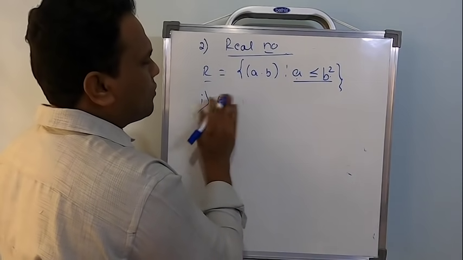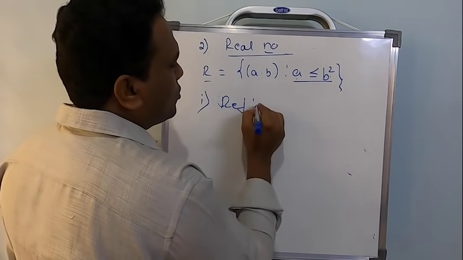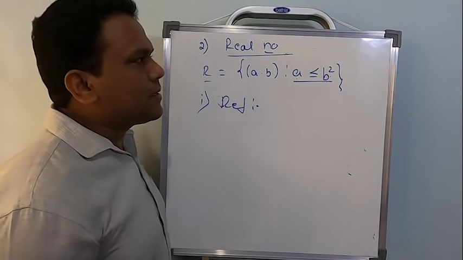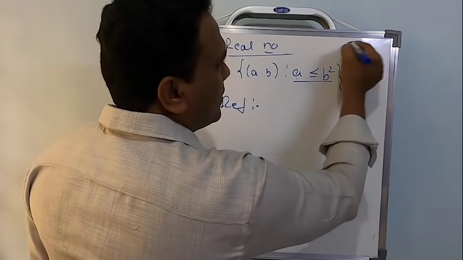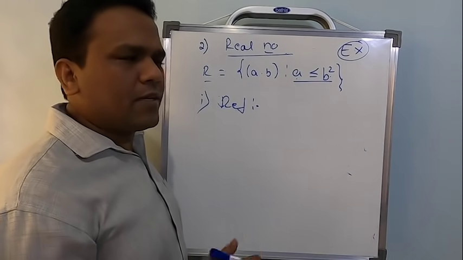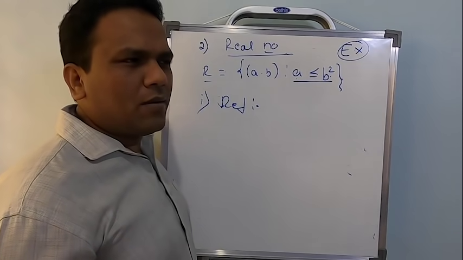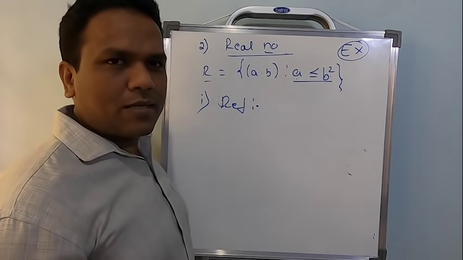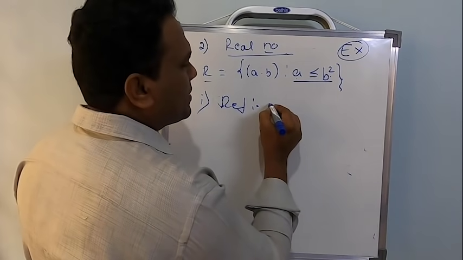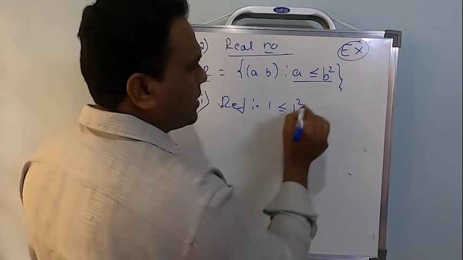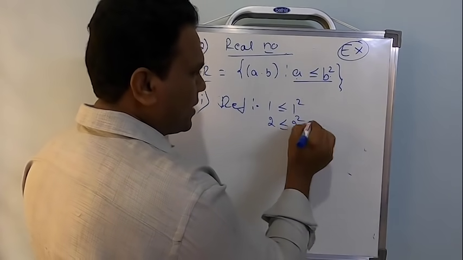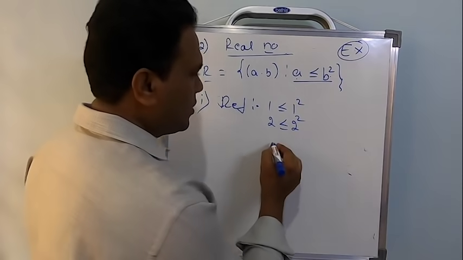First thing, I have to go for reflexive. To discuss reflexive, I could write the general statement, but it is better to work out with examples, otherwise it will be difficult for us to understand. For example, if I consider 1, can I say 1 is less than or equal to 1 square? Correct. 2 is less than or equal to 2 square? Correct, because 2 is less than or equal to 4.